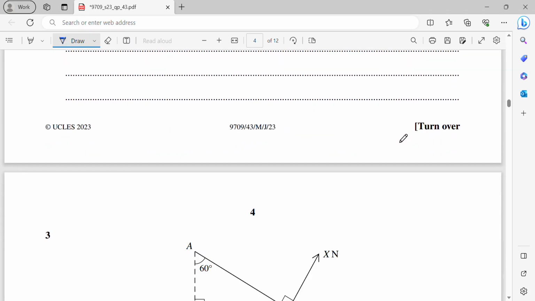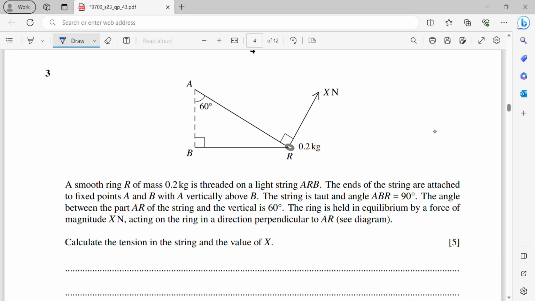Okay, so for question 3. Now a smooth ring R, this is a smooth ring, of mass 0.2 kg is threaded on a light string ARB. So this is the ARB. The ends of the string are attached to fixed points A and B, with A vertically above B. The string is taut and angle ABR is 90 degrees. So ABR here. The angle between the part AR and the vertical is 60. That means here is 60 degrees.